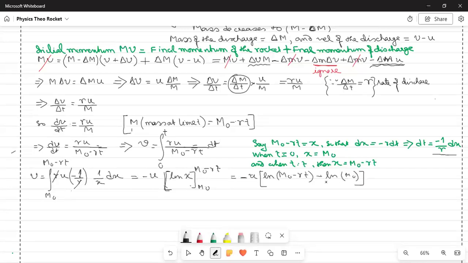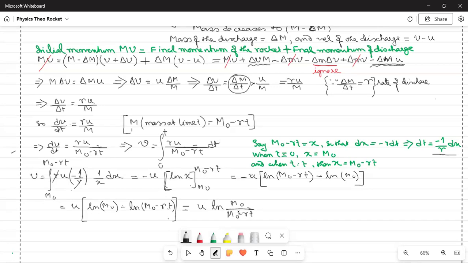Now, if you bring the negative sign inside, this is equal to u, and inside you will have natural log of m0 minus natural log of m0 minus rt. This is equal to, by the formula of natural log, u multiplied by natural log of m0 divided by m0 minus rt.